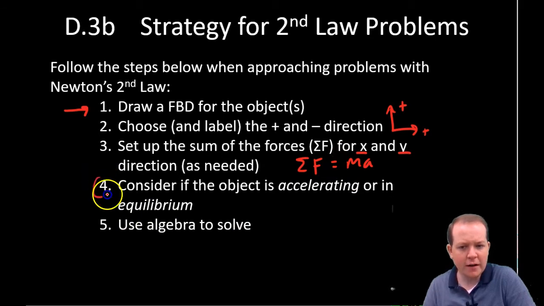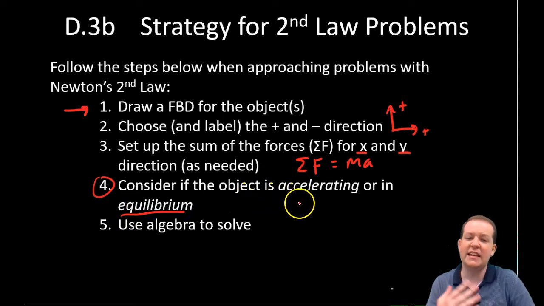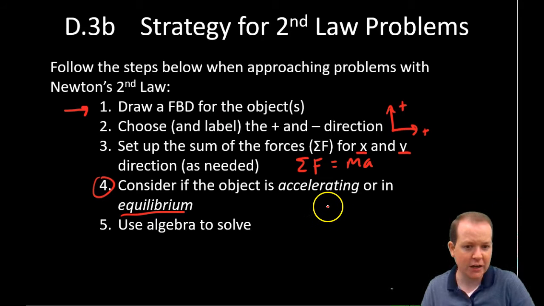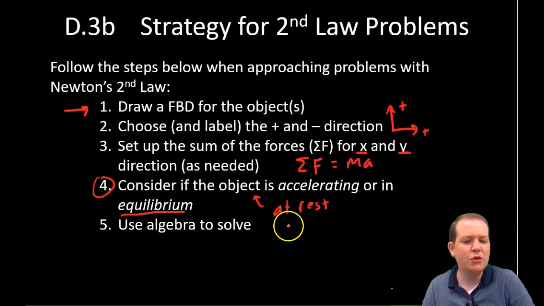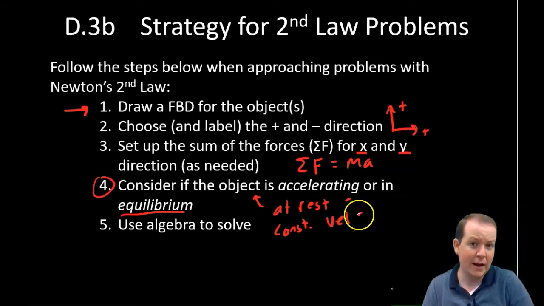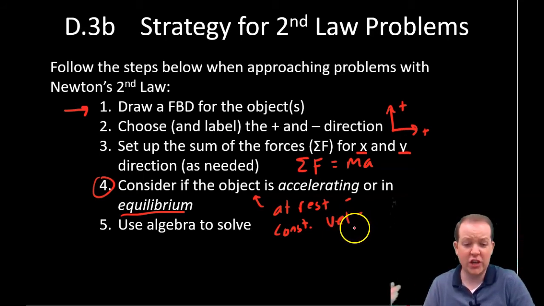The next thing, number 4, might introduce a word that you're unfamiliar with. It says, consider if the object is accelerating or in equilibrium. First, a lot of problems will tell you, or at least hint, they'll say something like the object is accelerating, or it'll ask you, calculate the acceleration of the object. It also might say that the object is at rest, or maybe the object is at a constant velocity. Maybe it's moving at a constant 5 meters per second north. Both of these things are examples of non-acceleration, right? Because when you're accelerating, your velocity is changing over time.